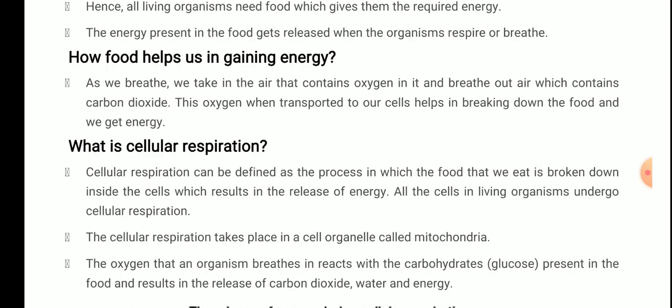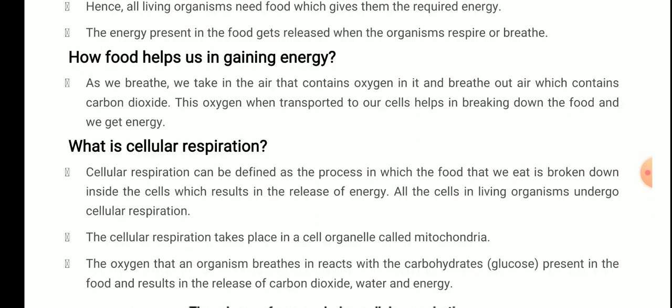So finally, see what will happen. Water will be utilized by the cell. Carbon dioxide will be released by the cell, because carbon dioxide is not important. It will come into the blood, ultimately from the blood it will reach the lungs, and then we will be exhaling it. And the remaining energy is utilized by the cell for its own use. So this is what happens at the cellular level.